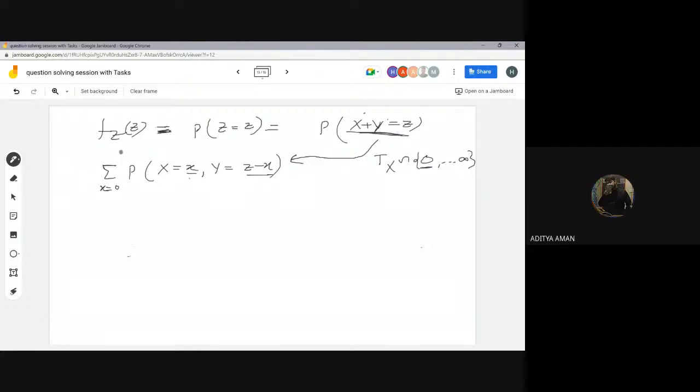Z. Okay. Why is that? Y can be 0, so X will be equal to Z. Because after Z, suppose we take Z plus 1, then my Y will take the value minus 1, right? That is not possible, because Y is also Poisson. So Y should not take a negative value. So that's why we have to stop at Z.